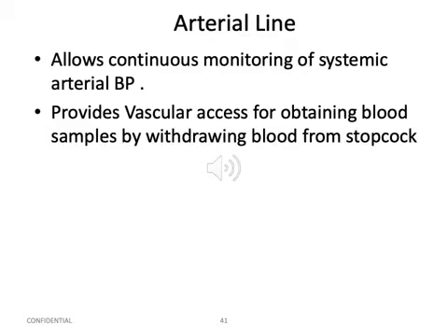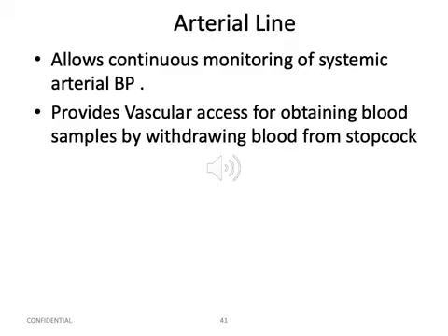Now we will talk about the arterial line and the indications of the arterial line. We will talk about the complications. We will talk about the nursing management for a patient with an arterial line, and we will talk about the normal readings and the waves for the arterial line.